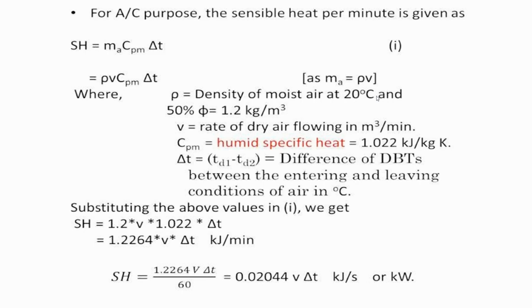So now substituting all the values, we get sensible heat as 1.2264 into volume flow rate into delta T kilojoule per minute. Solving, we can get sensible heat as 0.02044 multiplied by volume flow rate multiplied by temperature difference. This formula is simple to use in a numerical, so we will use it further. It's actually in kilojoule per second because we have taken volume flow rate in meter cube per minute and divided by 60. So here we have to compulsorily take volume flow rate in meter cube per minute.